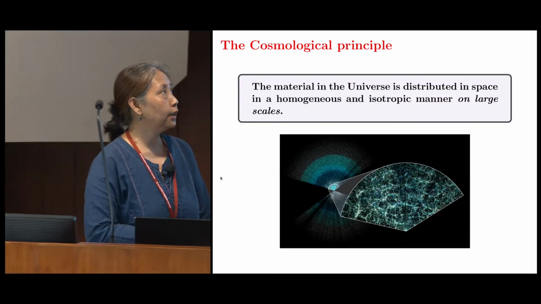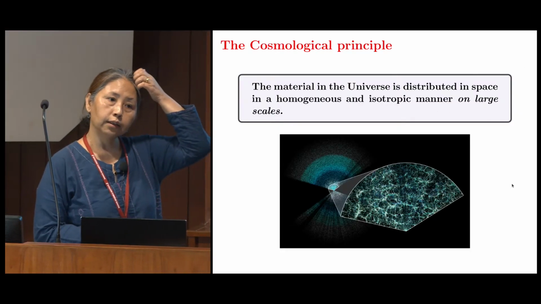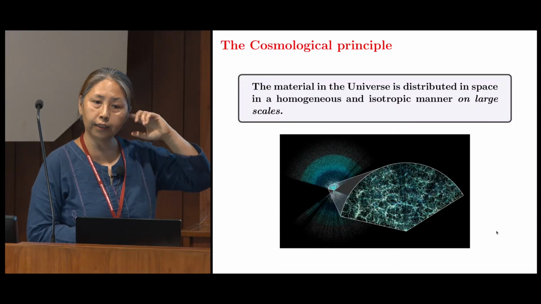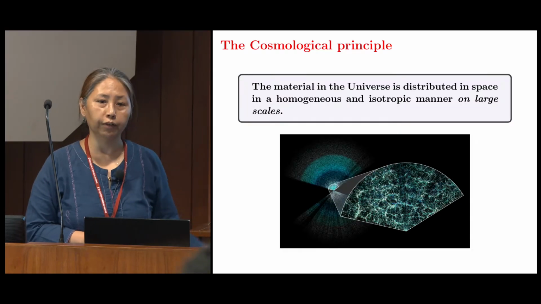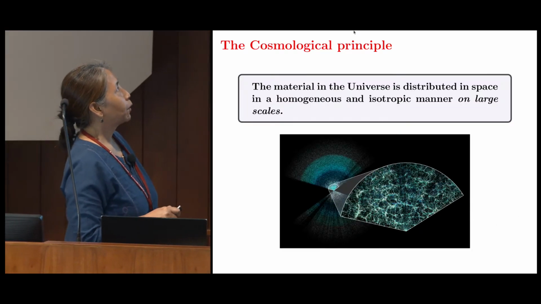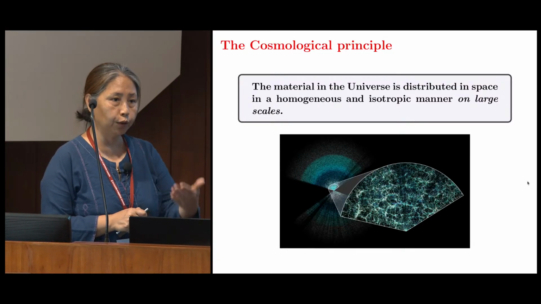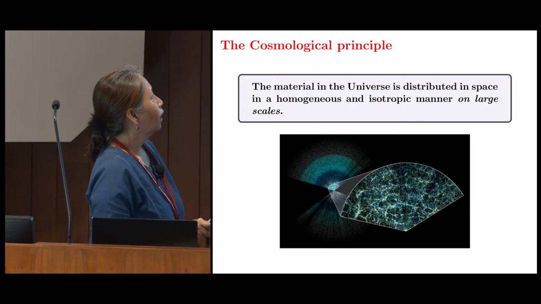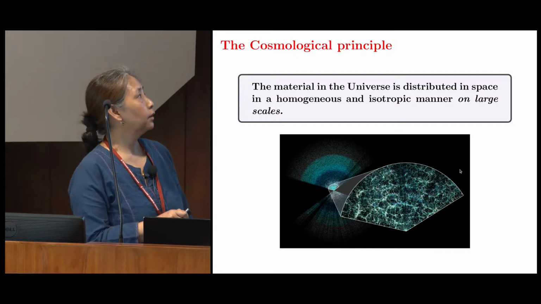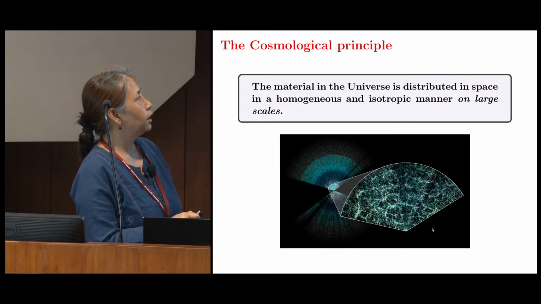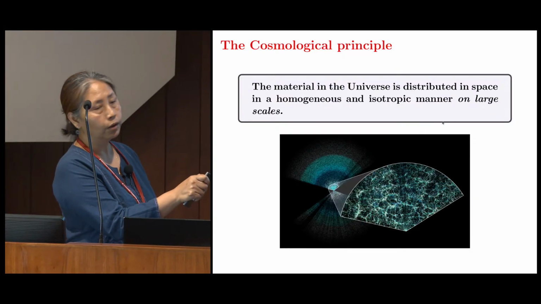So for cosmology, usually physicists will simplify everything, right? You throw away everything and simplify to a spherical cow and then you solve it. That is what we are going to do. There is something called the cosmological principle, we talked about it yesterday, many of you raised it, and that principle says that the material in the universe should be distributed in a homogeneous and isotropic manner on large scales.